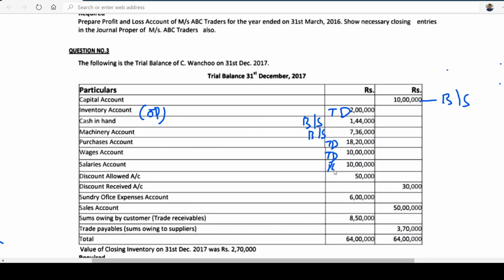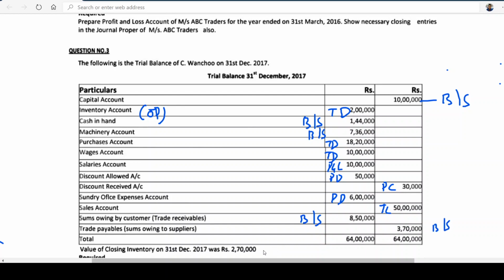Salaries will be taken to P&L account, debit side. Discount allowed, profit and loss account, debit side. Discount received, profit and loss account, credit side. Sundry office expenses, P&L account, debit side. Sales account, trading account, credit side. Sum owing by customers, trade receivable, will go to balance sheet. Trade payable will go to balance sheet.